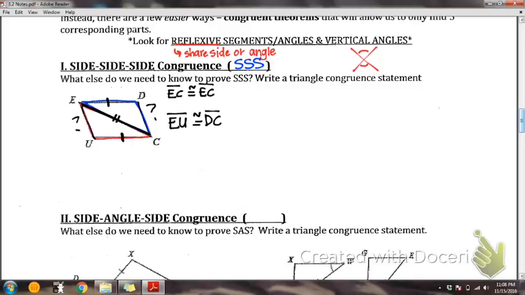But what I do know for sure is that this middle segment, this reflexive segment, EC, is congruent to itself. So to be able to prove that this is side, side, side, I would need to say that EC is congruent to EC and EU is congruent to DC. That would give me side, side, side.